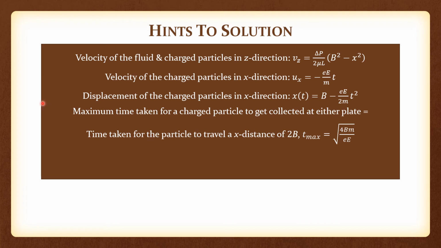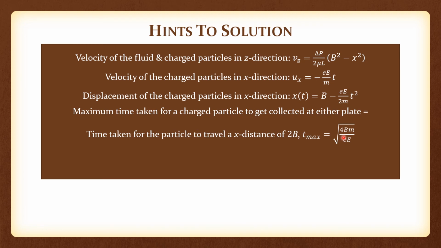Suppose a particle were present here, it would probably get collected at a faster time. If a particle were present here, then this would probably get collected at an even faster time. But the charged particle that is present at the other plate surface gets repelled by that plate and attracted by this plate. It has to travel the entire maximum x distance of 2b. All right. So if I substitute this to be 2b, then what will be the time taken for that? That is my t max.